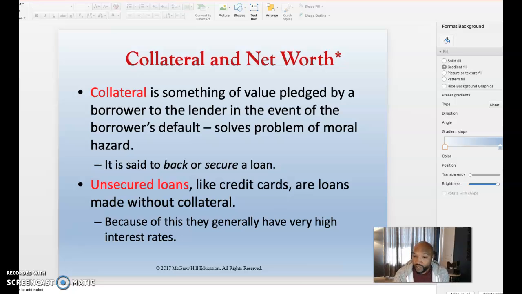But that is one way that they can make sure that you act responsibly, by saying this type of loan requires collateral. And lastly is unsecured loans, and unsecured loans are credit cards. They are loans made without collateral, and so they have high interest rates because there is no collateral associated with them. So the bank charges more for the risk that they take.